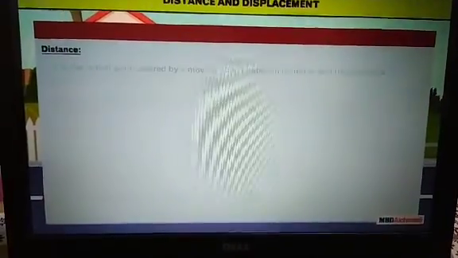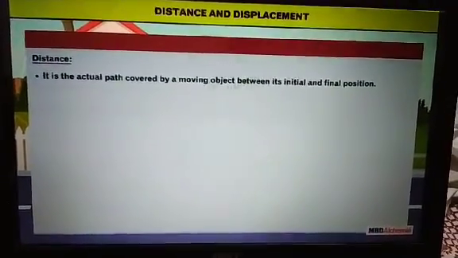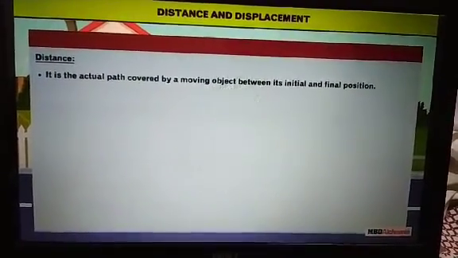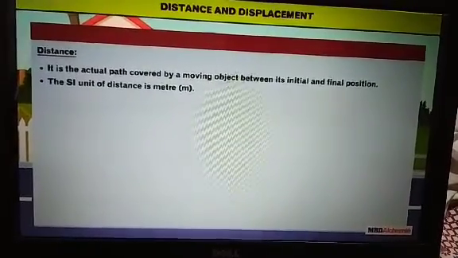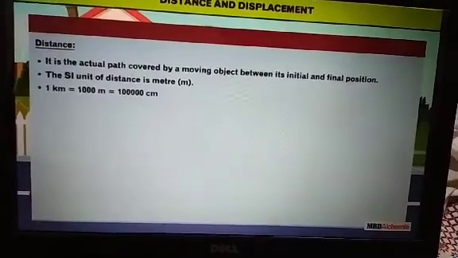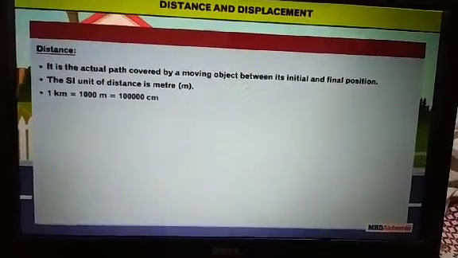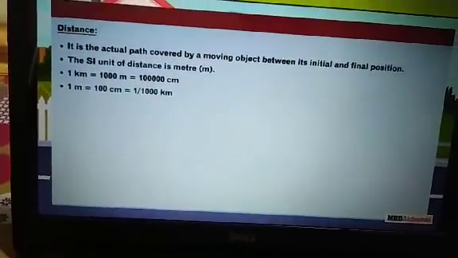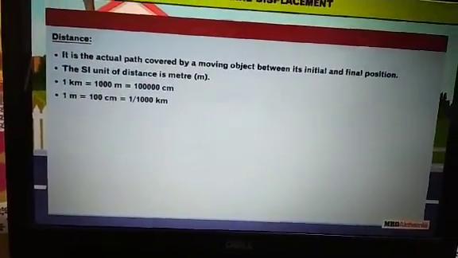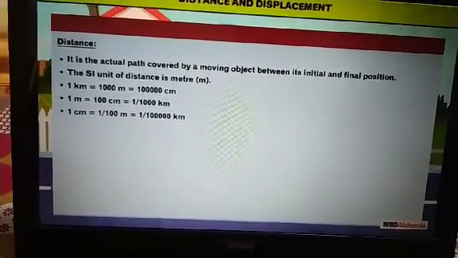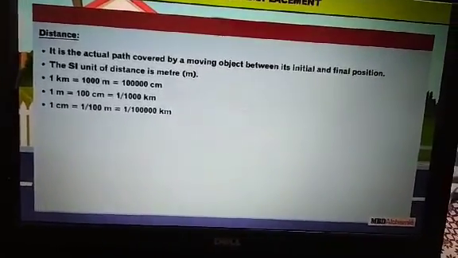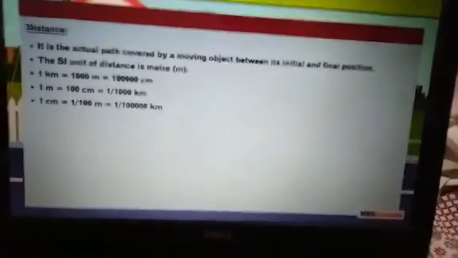Now, just look at the distance. It is the actual path covered by a moving object between its initial and final position. Means the actual path that any object covers from its first point to its last point, that is known as the distance. Clear?